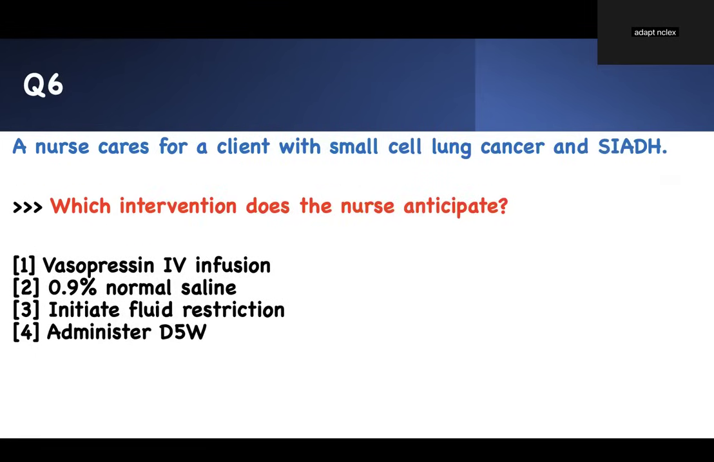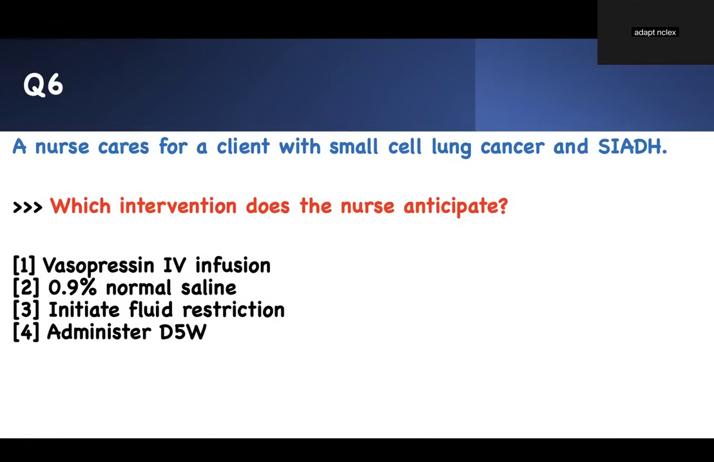Which intervention does the nurse anticipate? What would you do? A nurse cares for a client with small cell lung cancer and SIADH. They've told you SIADH is coming from small cell lung cancer. Then stop. Think about it. What is the content regarding SIADH?